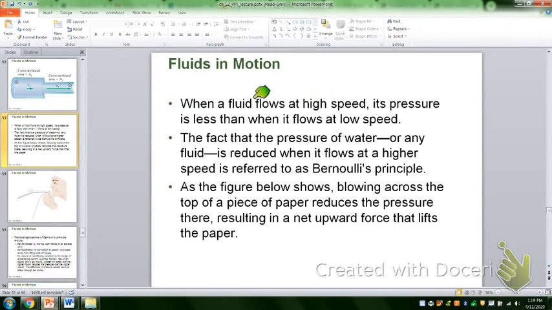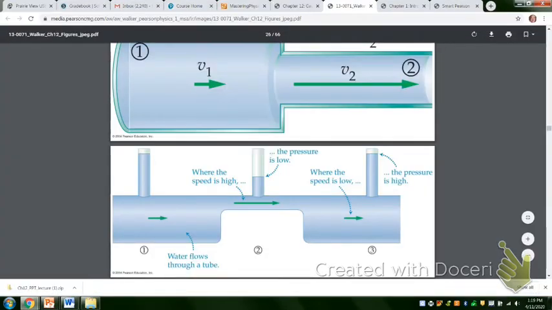Alright, so the next slide says when a fluid flows at a high speed, its pressure is less than when it flows at a low speed. The fact that the pressure of water or any fluid is reduced when it flows at a higher speed is referred to as Bernoulli's principle. As the figure below shows, blowing across the top of a piece of paper reduces the pressure there, resulting in a net upward force that lifts the paper. So before we look at the paper example, let's look at this picture again. This was our formula.